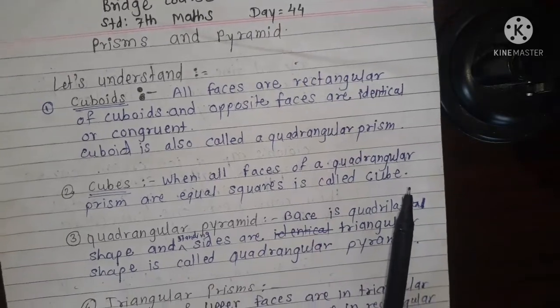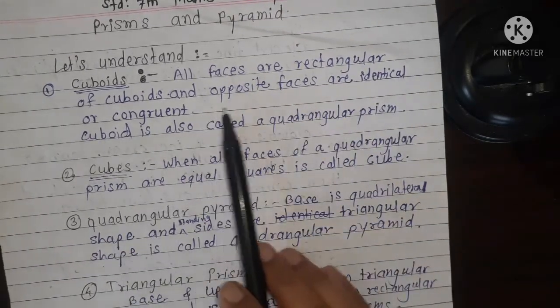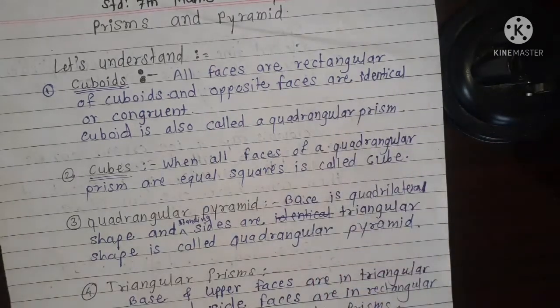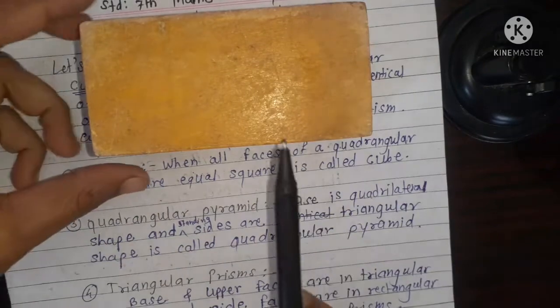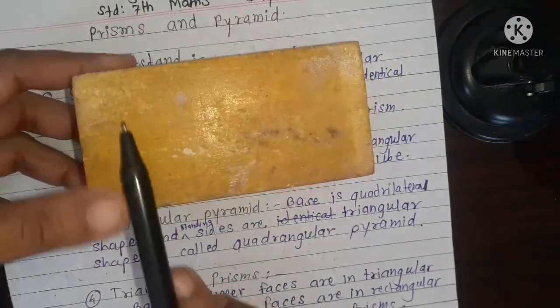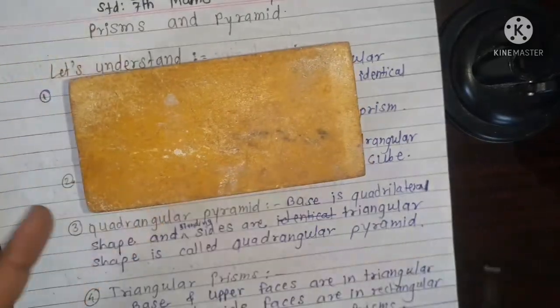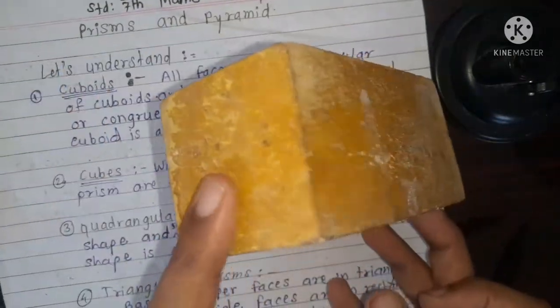Let's understand. First, cuboids. All faces of a cuboid are rectangular and opposite faces are identical or congruent. See here, this is a cuboid and cuboids have a rectangular shape. Each face has a rectangular shape and opposite faces, this face and this face, are identical.